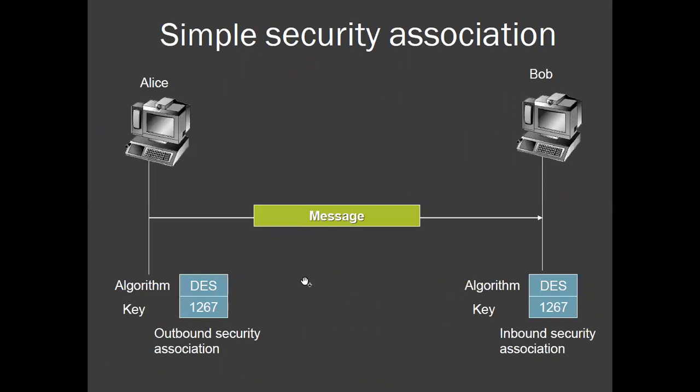Here you can see the example of a simple security association, with the two entities, Alice and Bob. This is an outbound security association of Alice, which will hold the value of the algorithm to be used and the key to be used. And this is the inbound security association. The outbound security association is used for sending messages, and holds the information about the algorithm to be used and the key while sending the message. The inbound security association is applied when some message is received. So Alice uses the algorithm and the key to encrypt the message to Bob, and Bob uses the algorithm mentioned in the inbound security association and the key when he needs to decrypt the message received from Alice.